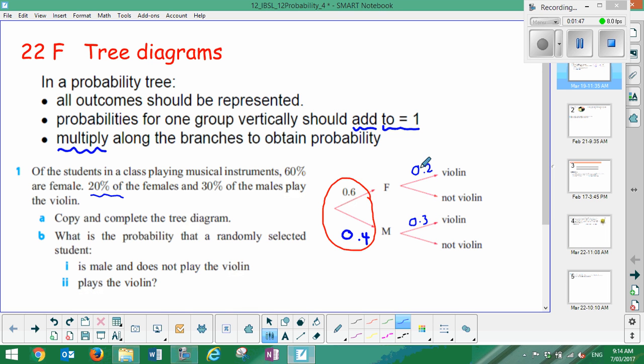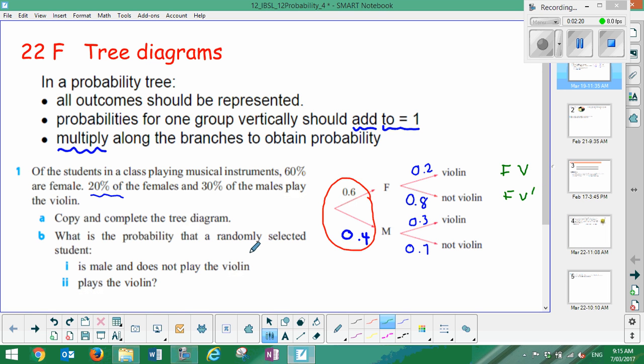So now we can fill in the gaps. If that's 0.2, then this must be 0.8, or 80% that don't play the violin. And here 0.7 of the boys do not play the violin. So there's our tree, and our sample space we can clearly see is going to be female playing the violin, and then female not playing the violin, etc.